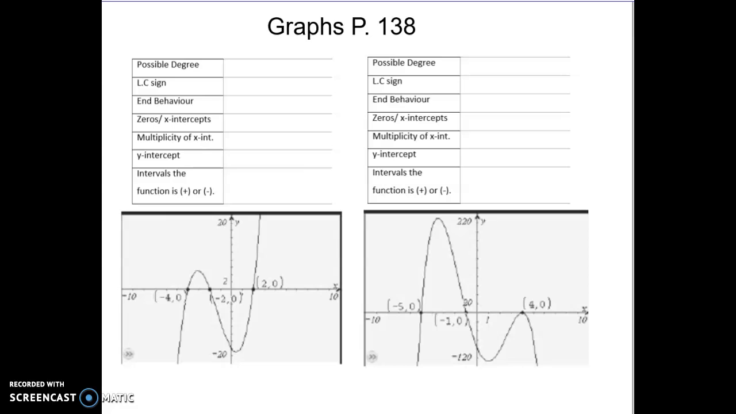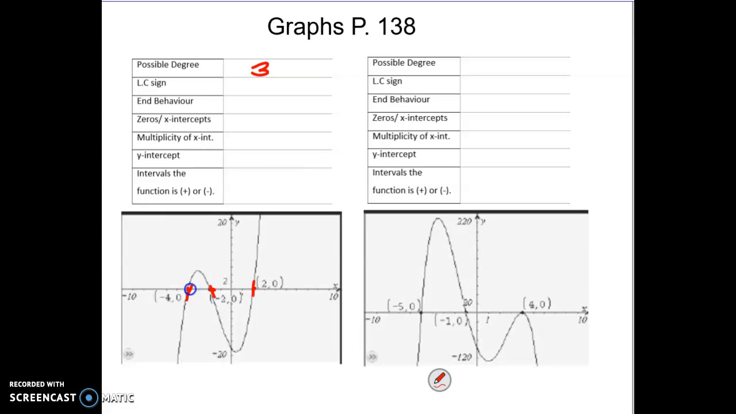All right, this is example 2, and in example 2, we're just going to look at this graph and try to come up with all of our information. So here it says the possible degree. Remember that the degree relates to your x-intercepts. So here I see 3 x-intercepts, and each of them has a multiplicity of 1, because at each of them, the graph passes straight through like a line, which means the degree would be 3, because there's 3 x-intercepts, multiplicity of 1 at each one.